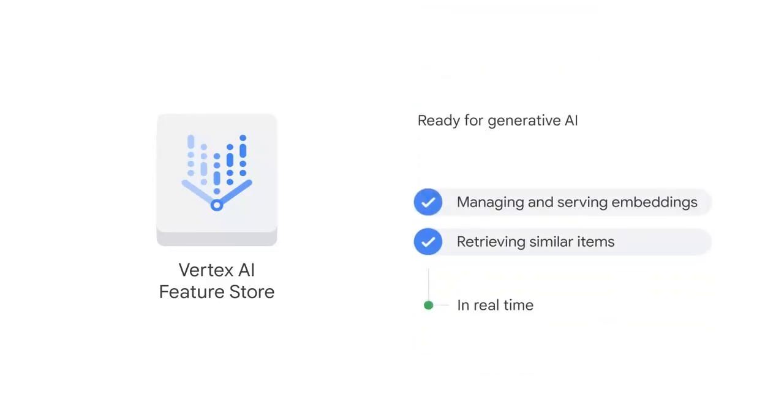Additionally, Vertex AI Feature Store is ready for the challenge of generative AI. It can manage and serve embeddings, which is the crucial data type in Gen AI. It also supports retrieving similar items in real time, ensuring low latency.